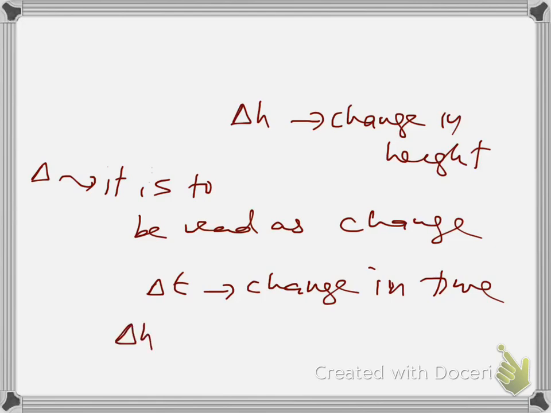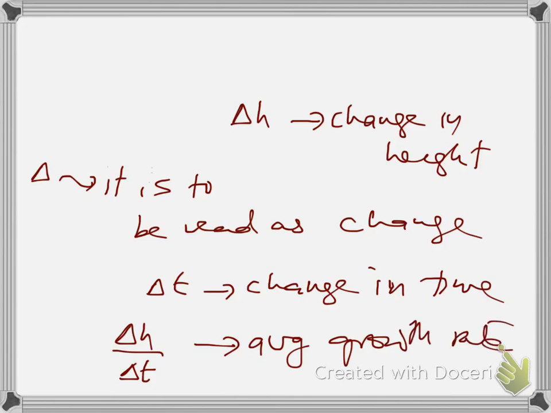So I am doing delta h by delta t, which is change in height by change in time. This is giving me average growth rate. Please understand this.